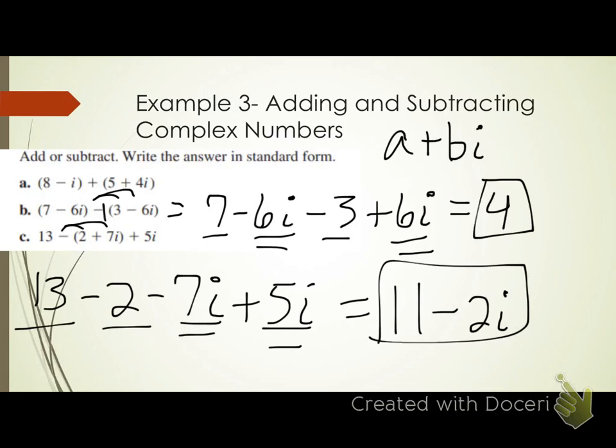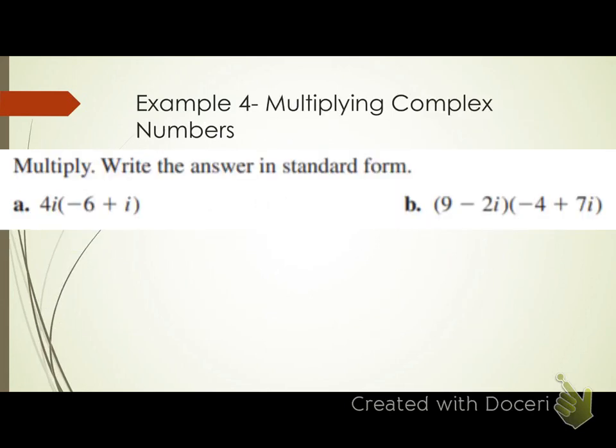Okay. Just two more examples real quick. We just added and subtracted. Now we're going to multiply. We'll see if the smartboard catches up. There we go. Now we're going to multiply our complex numbers. So, multiply, write the answer in standard form.